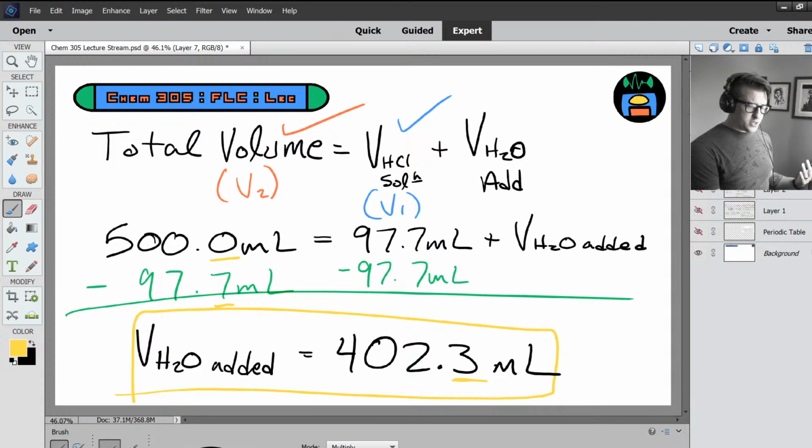All right, the dilution equation. So that is the dilution equation. It's not too horribly bad. It's pretty straightforward. You've got 4 things. You're given 3. Solve for 1. And there's plenty of practice with that in our homework.